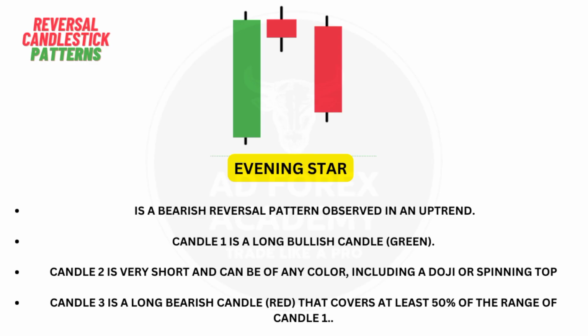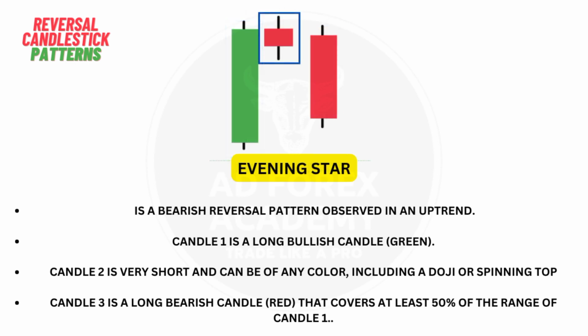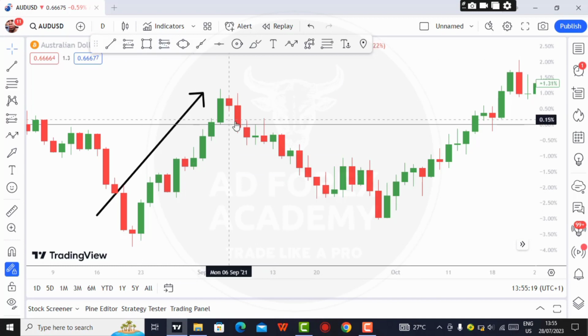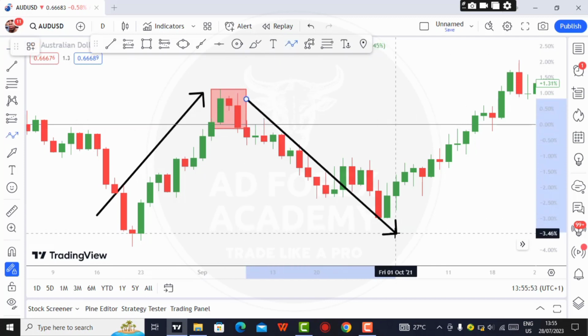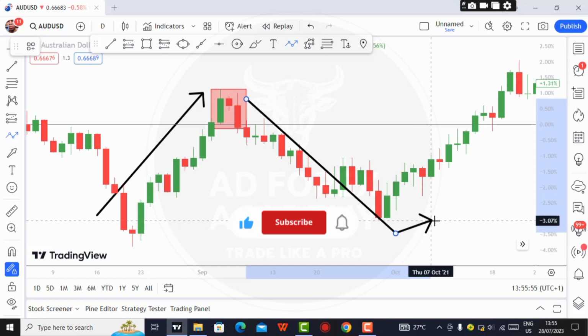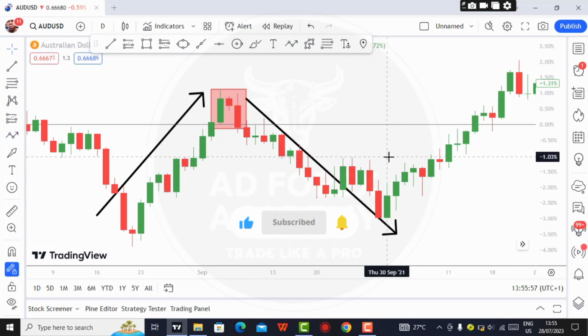Now, let's talk about the evening star pattern, which is the opposite of the Morning Star pattern. In an uptrend, the evening star pattern consists of a large green candle followed by a small doji or spinning top candle, and finally a strong red candle. The third red candle must cover more than 50% of the first green candle. When you spot an evening star pattern in an uptrend, it indicates a bearish reversal, signaling a potential shift to a downtrend. You should look for this pattern at resistance levels, as they represent supply zones with a higher likelihood of price drops.